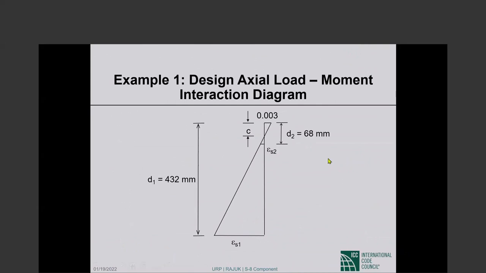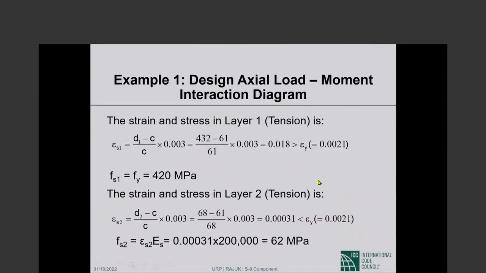So this is the strain diagram, 0.003, 68 millimeters to the upper steel layer. That's the strain there, epsilon sub s2; the strain at the bottom is epsilon sub s1, and d is 432 millimeters. Epsilon sub s1, the strain in the bottom steel from straight line strain distribution, comes to 0.018. So this steel is yielding and the stress is 420 MPa.